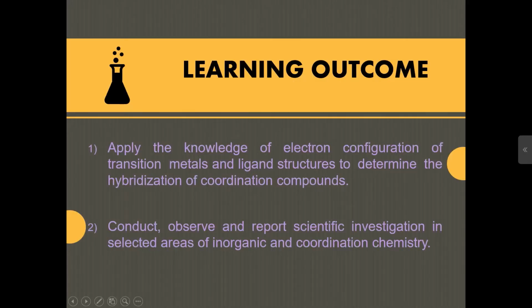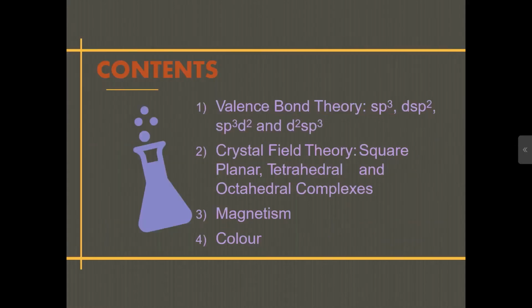So the learning outcome of this chapter: first, you should be able to apply the knowledge of electron configurations of the transition metals and ligand structures to determine the hybridizations of coordination compounds. And the second learning outcome is to conduct, observe and report scientific investigations in selected areas of inorganic and coordination chemistry.